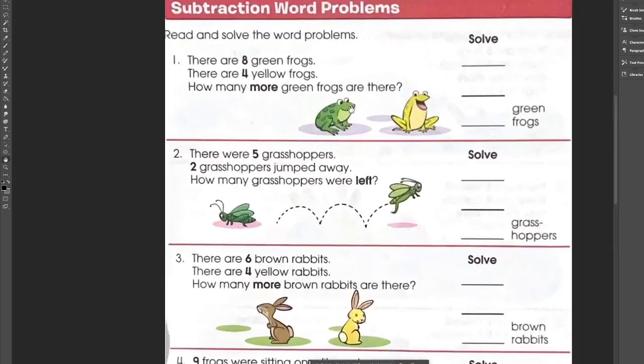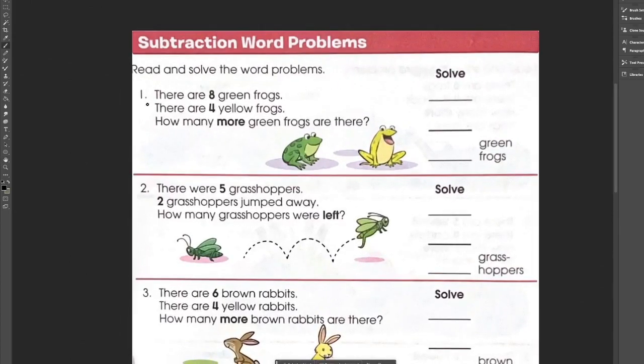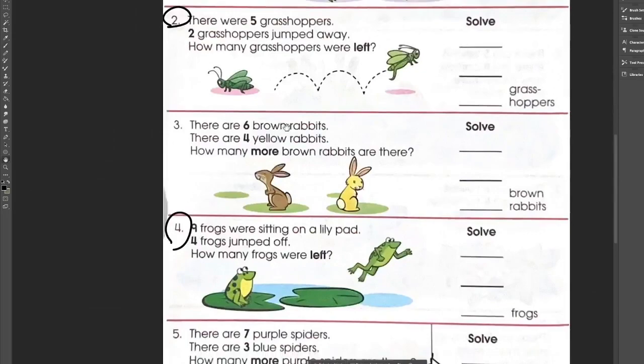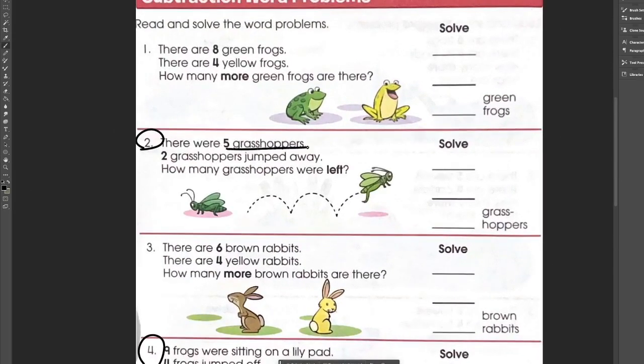Let's move on to page 2, subtraction word problems again. Let's do 2 and 4 this time. It says there are 5 grasshoppers, and 2 grasshoppers jumped away. How many grasshoppers were left?